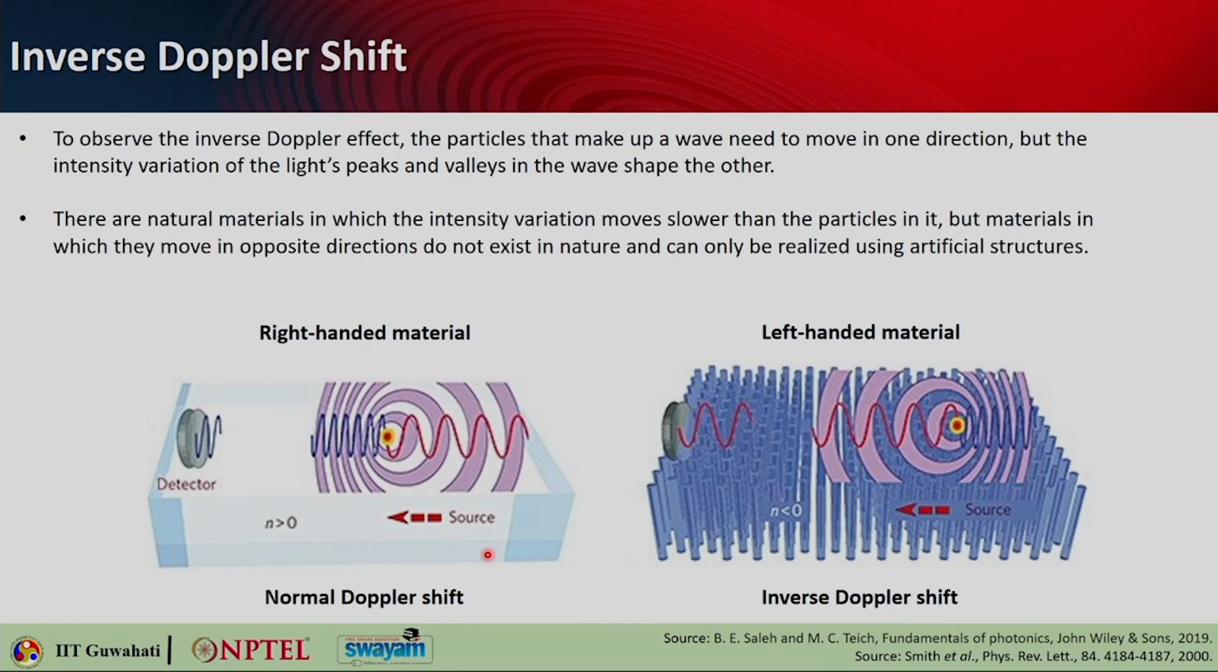Now, if you want to observe inverse Doppler shift, it means the particles that make up a wave need to move in one direction, but the intensity variation of the light's peaks and valleys in the wave should move in the other direction. That can only happen in some kind of material which is not naturally found.